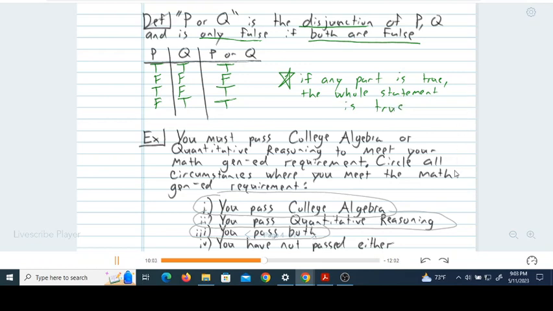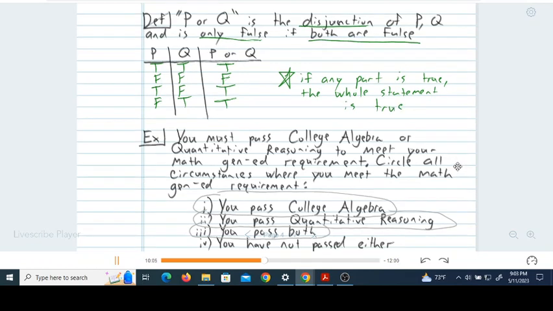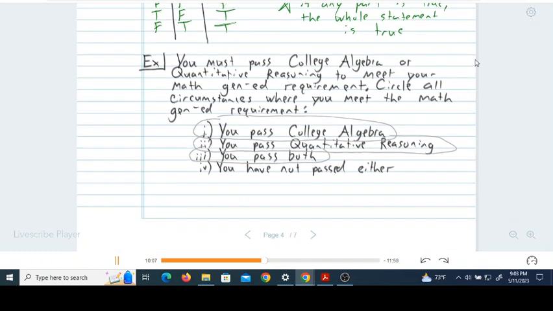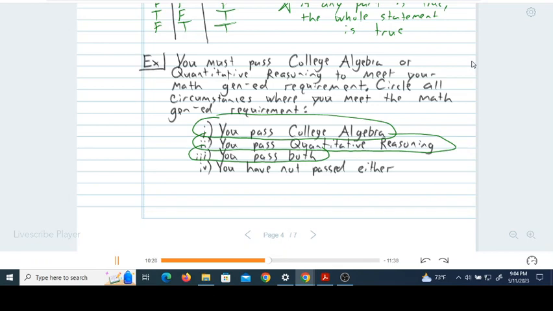So let's look at this example. You must pass college algebra or quantitative reasoning to meet your math gen ed requirement. Circle all circumstances where you meet the math gen ed requirement. In logic we use the inclusive or. So long as you pass one or the other or both, you're good to go. If you pass college algebra, good enough. If you pass quantitative reasoning, good enough. If you pass both, good enough. So those are all the circumstances in which you would satisfy that requirement.